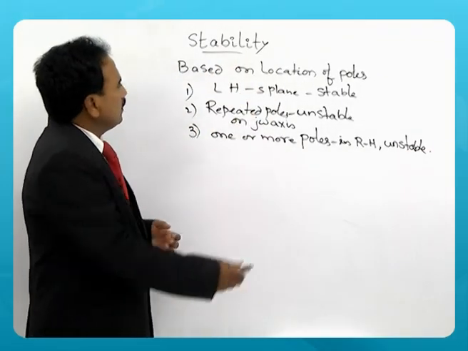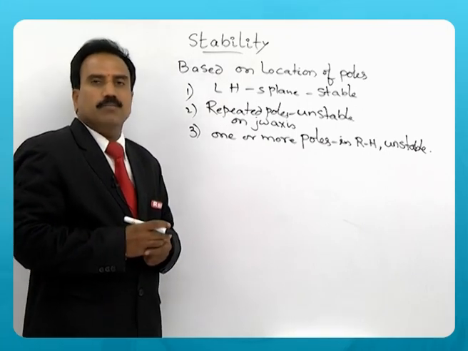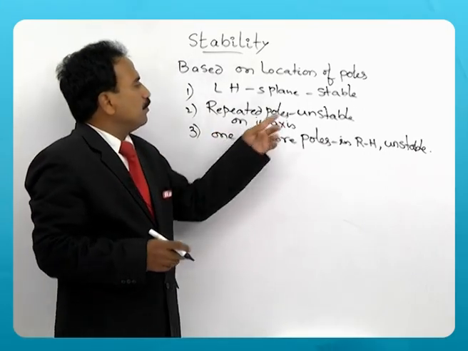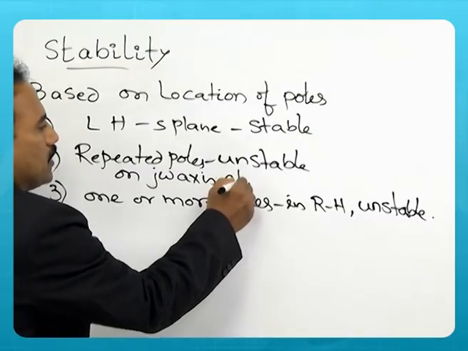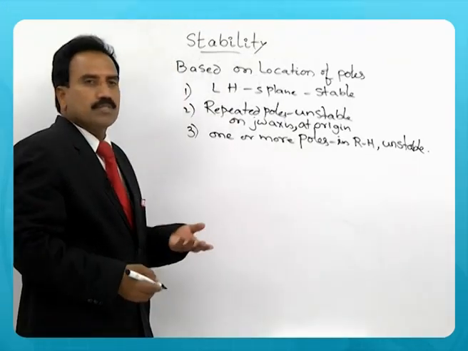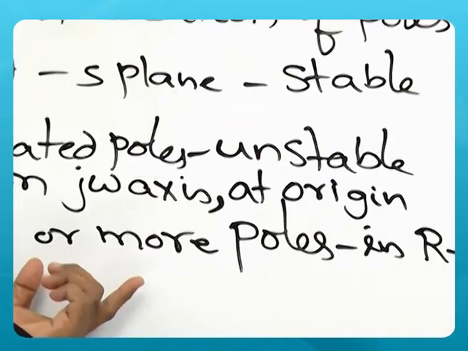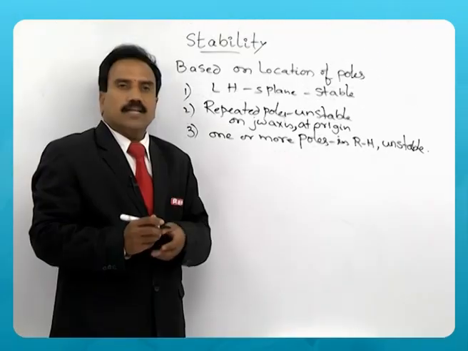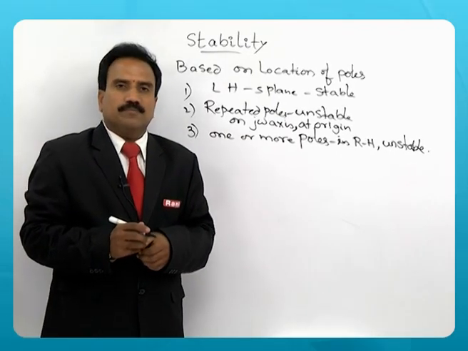You can see that if all the poles lie in the left half, no problem, the system is stable, and if there are any repeated poles on the j omega axis, even at the origin, we say that the system is unstable. And even if one or more poles lie in the right half, the system is said to be unstable.